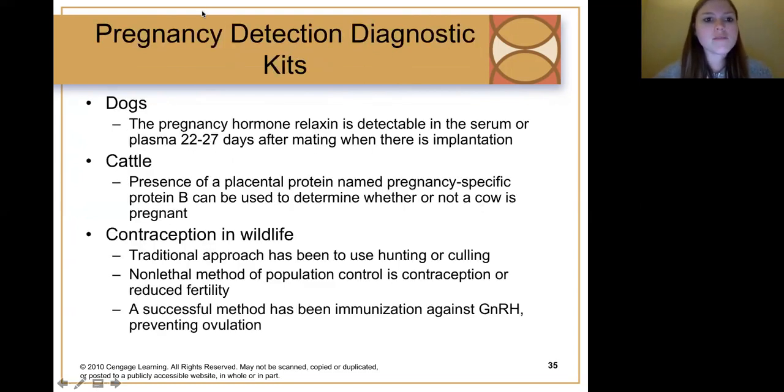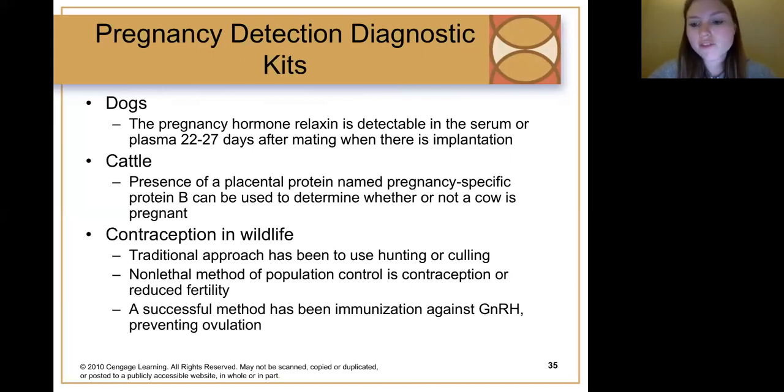So there are several pregnancy detection diagnostic kits. In dogs, the pregnancy hormone relaxin is detectable in the serum 22 to 27 days after mating, which by that point you're already a little bit into the pregnancy gestation period. In cattle, there's a placental protein that can be used to determine whether or not a cow is pregnant.